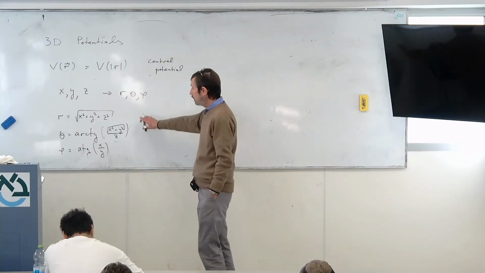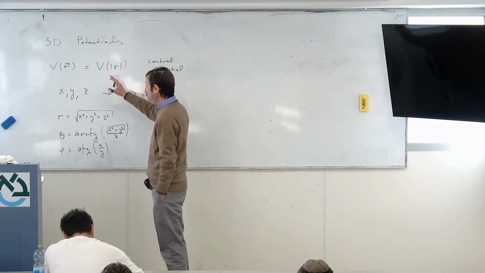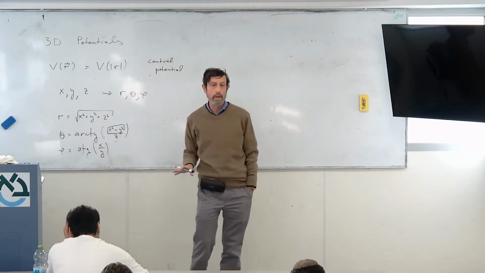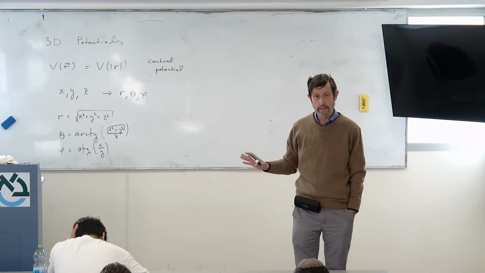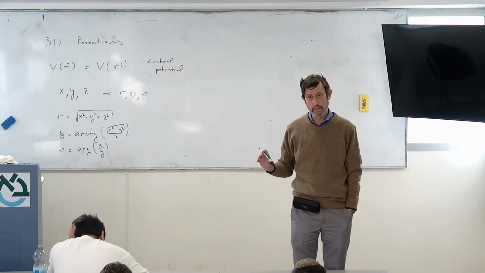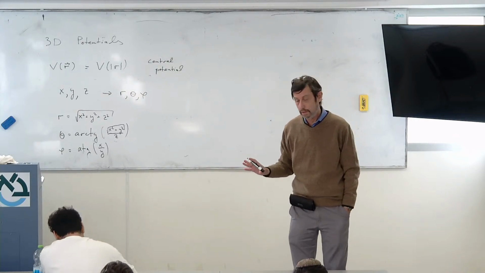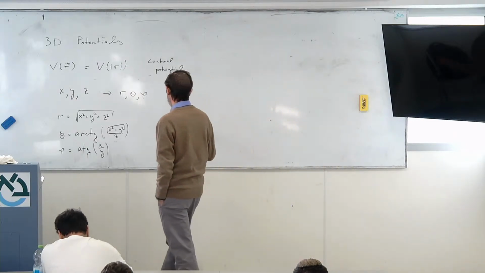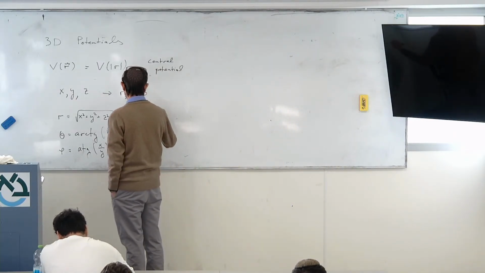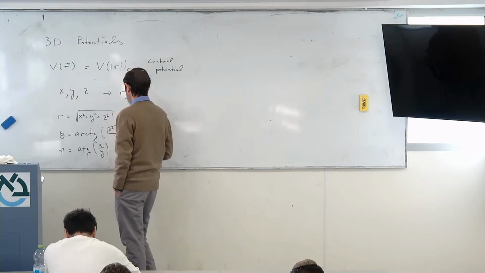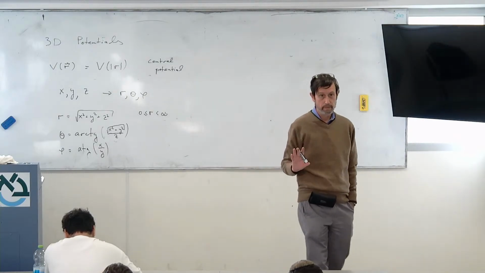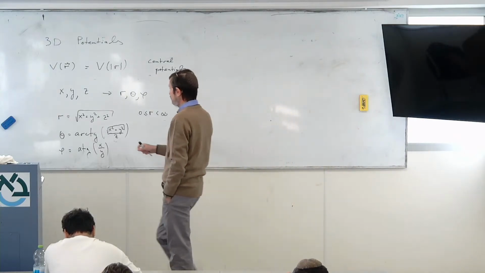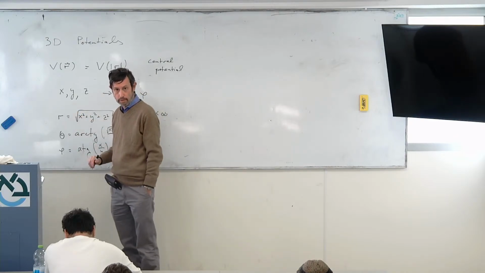Okay, these guys, x, y, and z, are defined between minus infinity and infinity. These guys are defined on finite regions. R has no negative component. This is the plus part of the square root.